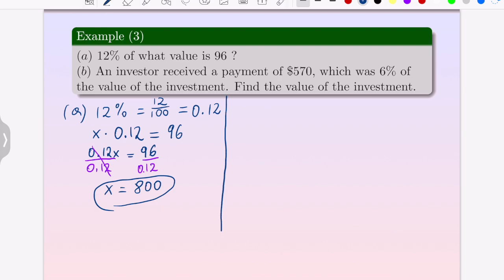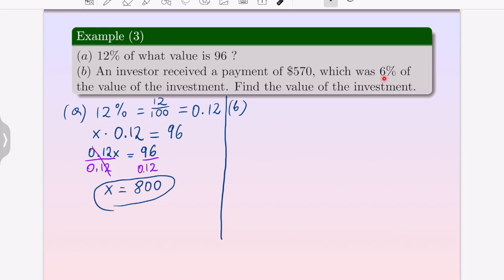Similarly, part B, we have an investor who received a payment of 570, which was 6% of the value of the investment. Find the value of the investment. So we are asking about the original amount.